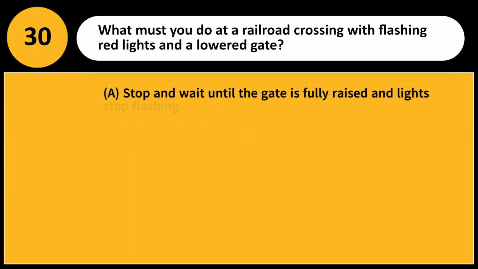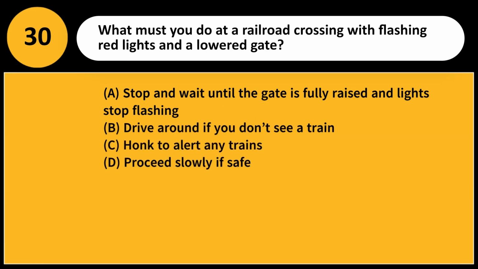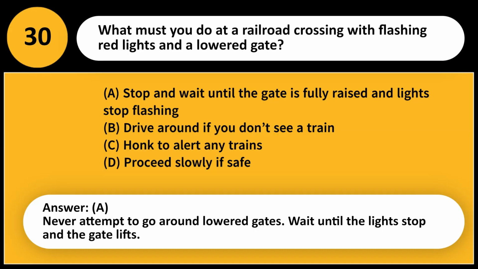What must you do at a railroad crossing with flashing red lights and a lowered gate? A. Stop and wait until the gate is fully raised and lights stop flashing. B. Drive around if you don't see a train. C. Honk to alert any trains. D. Proceed slowly if safe. Answer, A. Never attempt to go around lowered gates. Wait until the lights stop and the gate lifts.